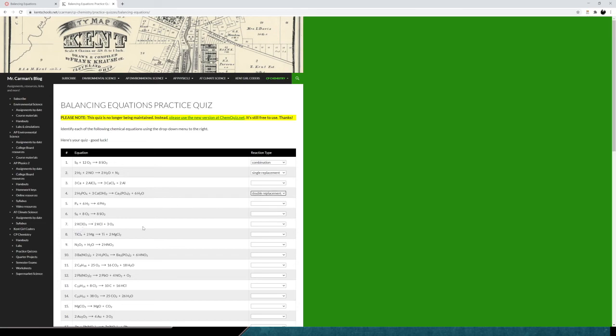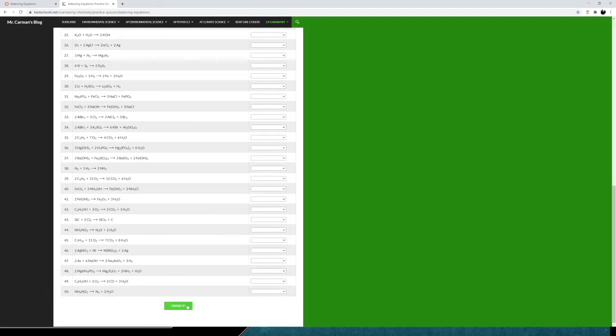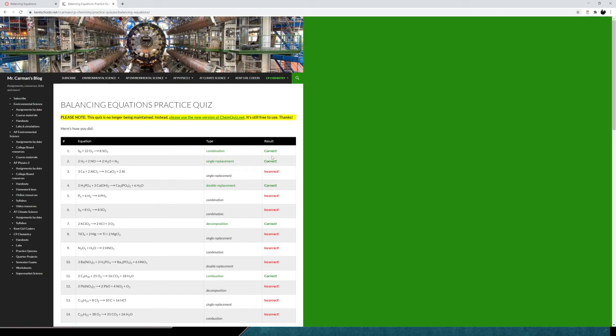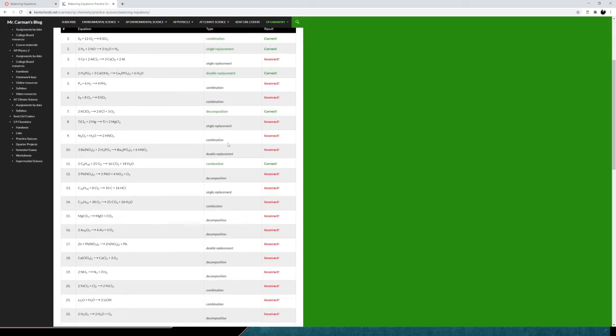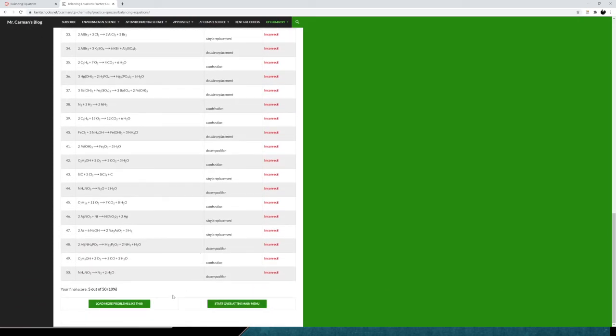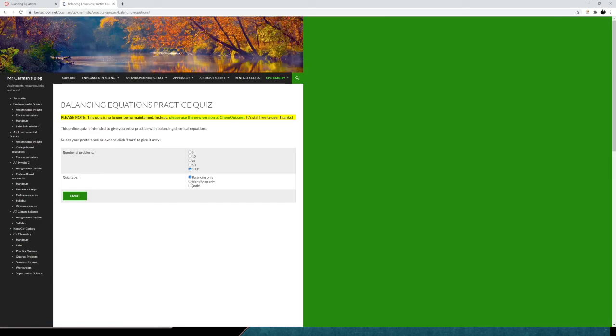Or we have one reactant. That tells us decomposition. And then look, here's a hydrocarbon being burned. Here's combustion. Let's just go ahead and see our answers. We see that we got correct the ones that we tried to do. And so, you can totally do as many of these as you want. So if you want 100 of them, go right ahead. Plenty of practice for this.